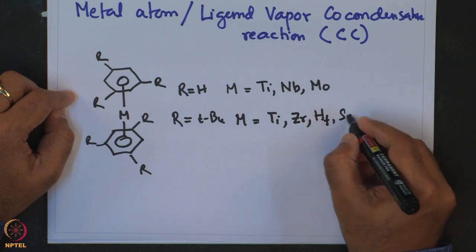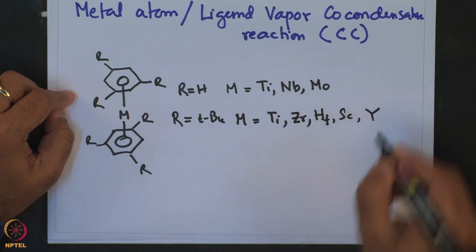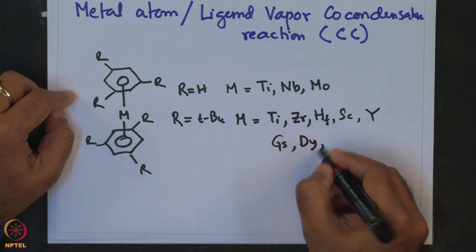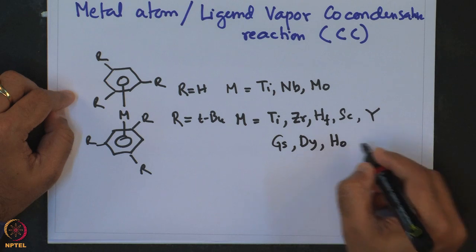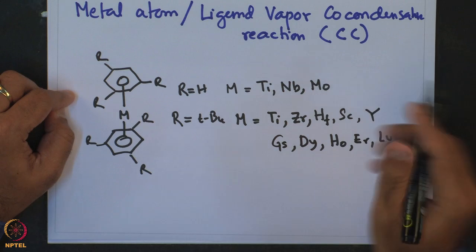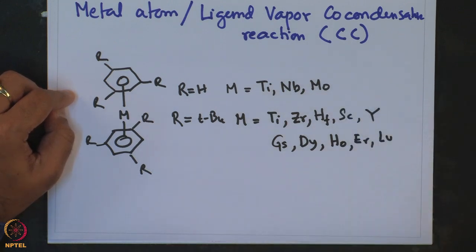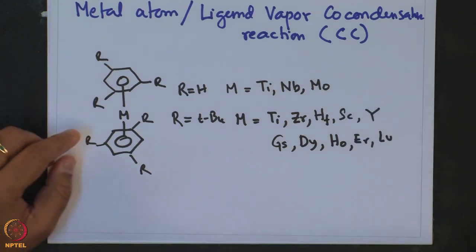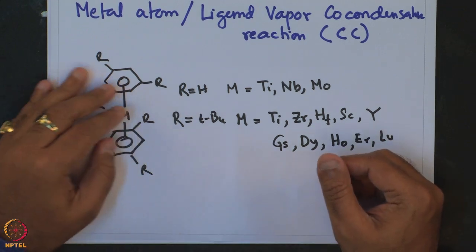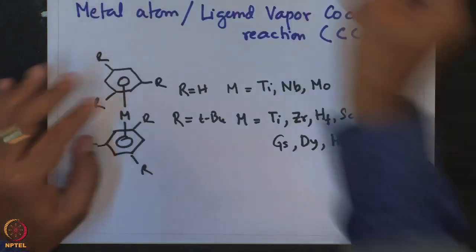hafnium, scandium, terbium, gadolinium, dysprosium, holmium, erbium, lutetium. So, these are a large variety of Bis-Arene complexes which are synthesized by this method. We are going to take a look at some more interesting examples that have been synthesized using this method.